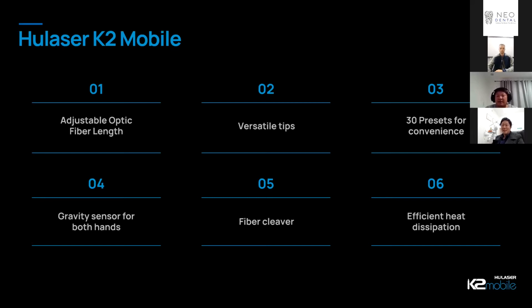The fiber cleaver is built right into the unit of the base, so you'll get to see that. I'll give you a live demonstration at the end of how to use that. And from an engineering point of view, it's beyond me. I don't understand the science, but I understand that the other handheld diode lasers can't dissipate the heat enough, and that's why they can't compete with the power output of the K2, which is 3.5 watts for continuous modes and 6 watts for pulse modes.